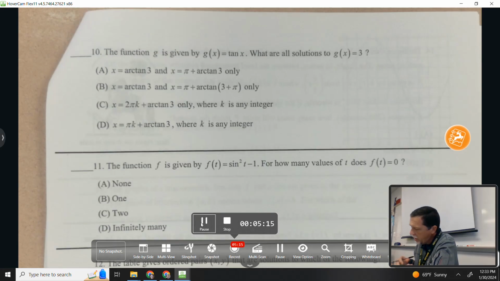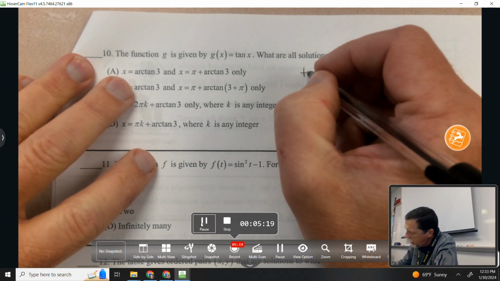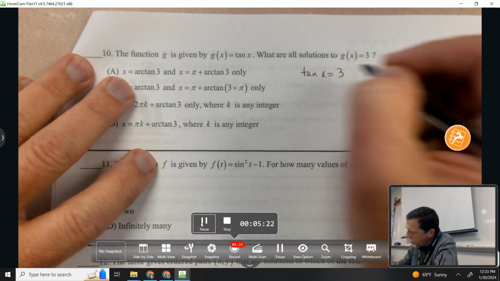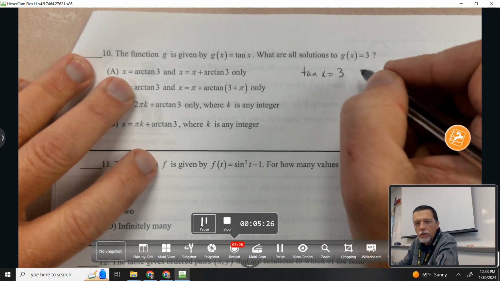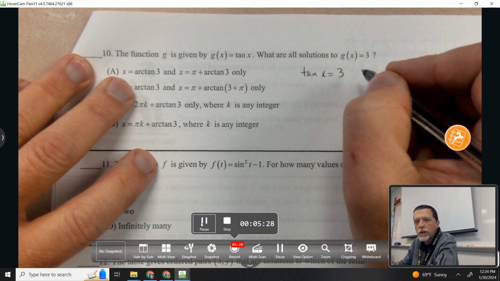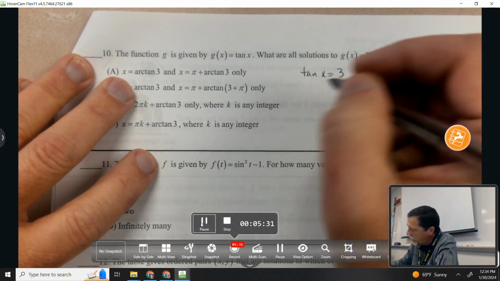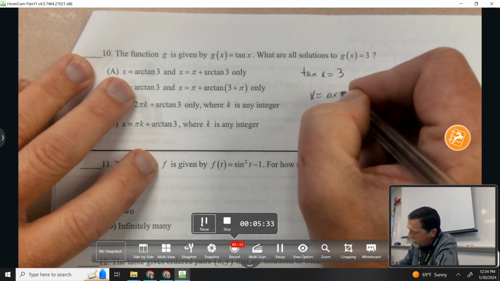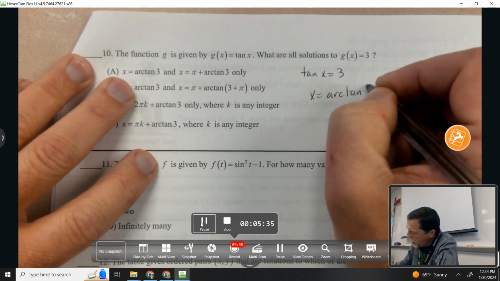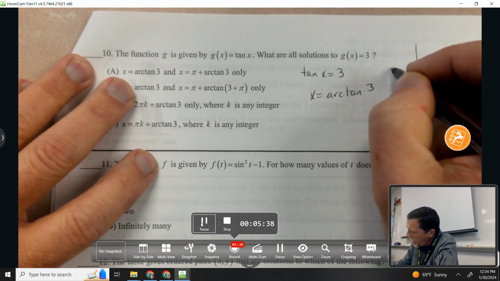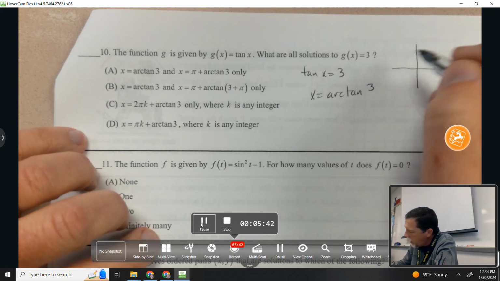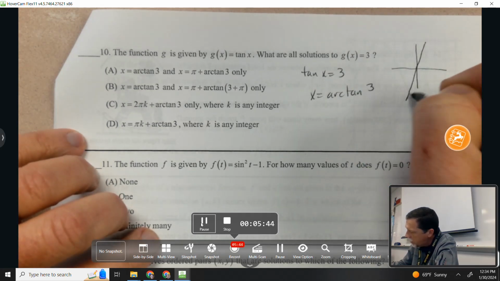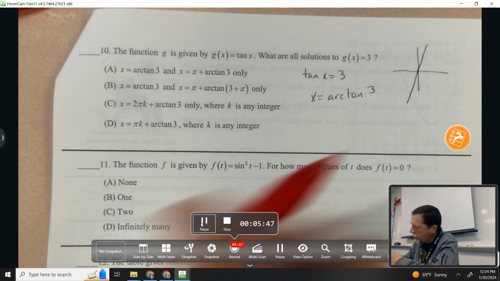Number 10. What are all the solutions to g of x equals 3? So tangent of x equals 3. That is not a unit circle value, right? Like root 3 over 3 would work, but just 3, that doesn't work. So we'll need to do arctan of 3. I kind of want to visualize where that would be. If tangent's positive, that's in the first and third quadrant. Arctan of 3 would be this opening.